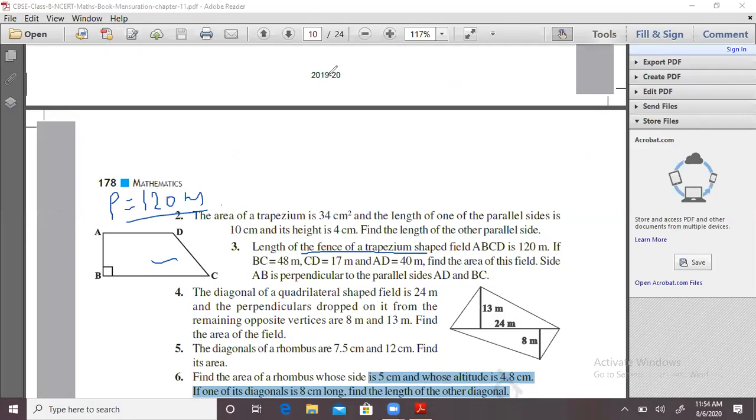Fencing means perimeter is given 120 meter. If BC is equal to 48 meter, CD is equal to 17 meter and AD is equal to 40 meter, find the area of this field, and side AB is perpendicular to the parallel sides AD and BC. AD and BC are parallel and AB is perpendicular here. Here one side and the perpendicular is same here.